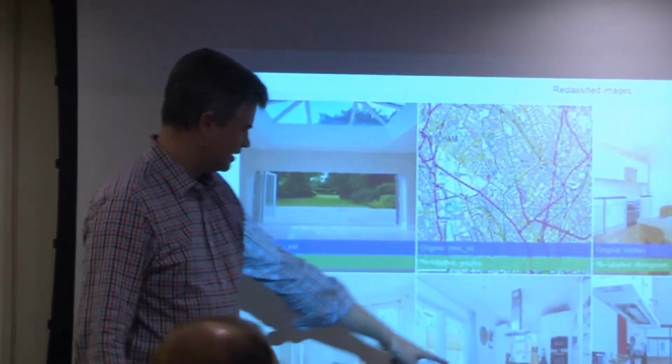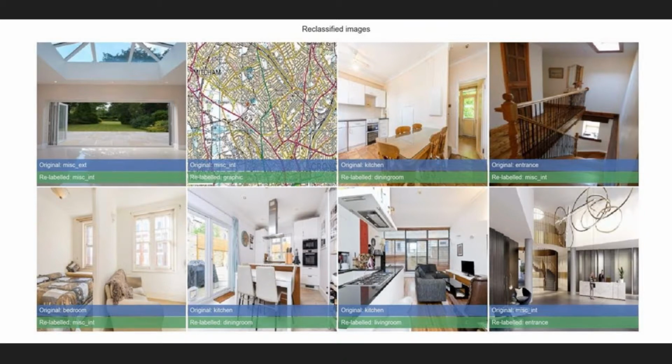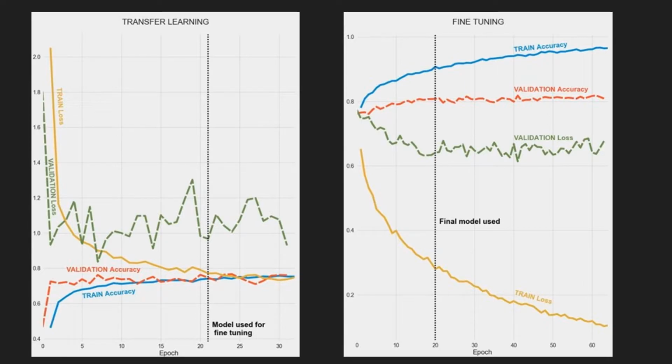Here's another classic one. Is that a dining area or a kitchen? Or is it both? And what's that one? That's kind of through a doorway, half and half. Turns out, actually, the model is better at labelling this stuff than humans.